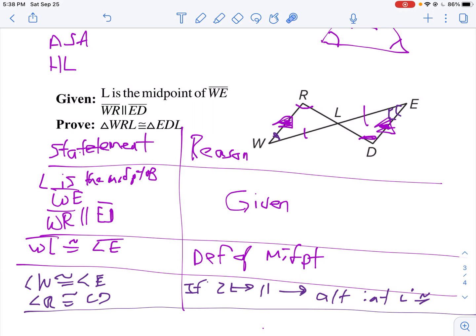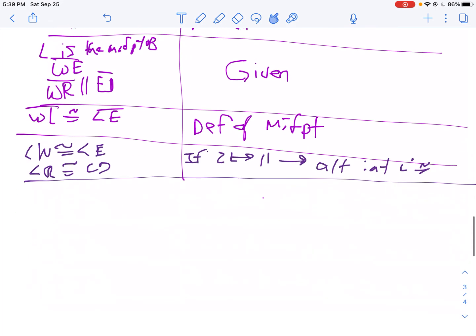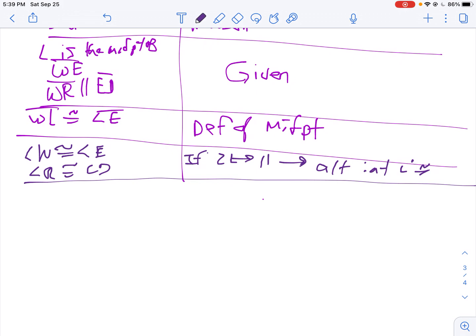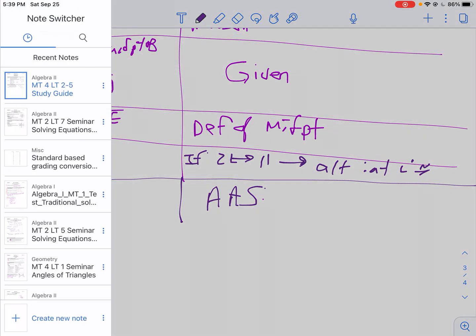Now, notice what we have in each diagram. I've got two angles in the non-included side. And notice, like in this case, the light purple is across from my tick mark. So I've got two angles in the non-included side. So my reason is angle, angle, side. If the side was between them, I'd say angle, side, angle. That's the only thing I would do different on this one.